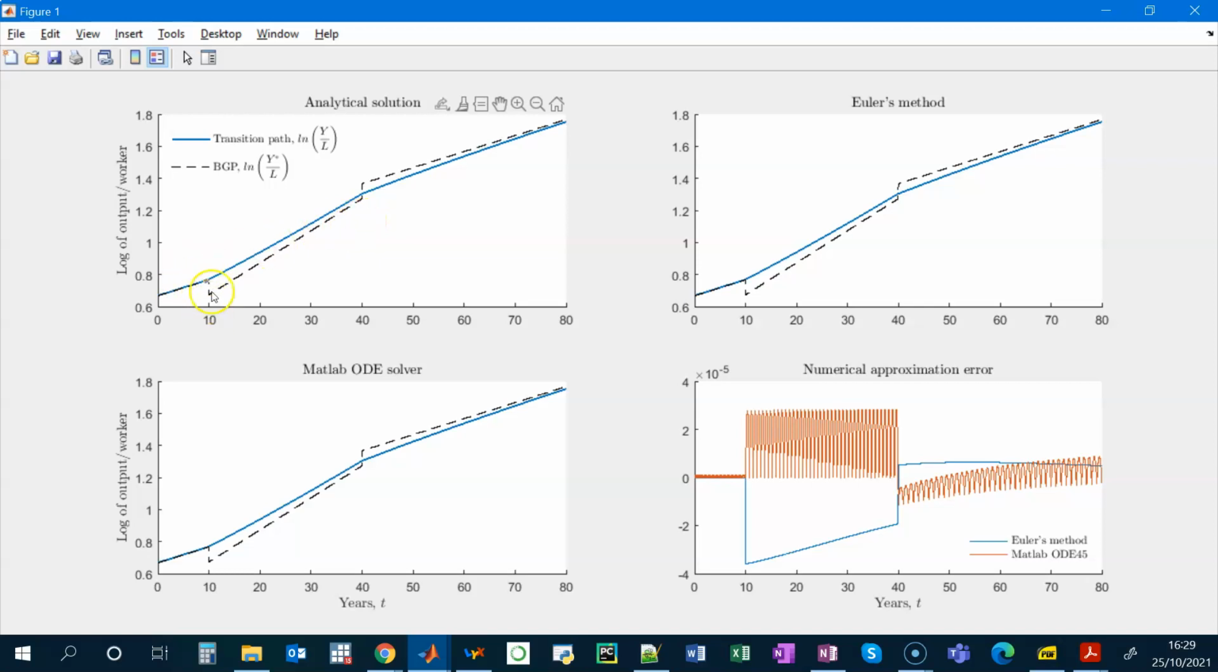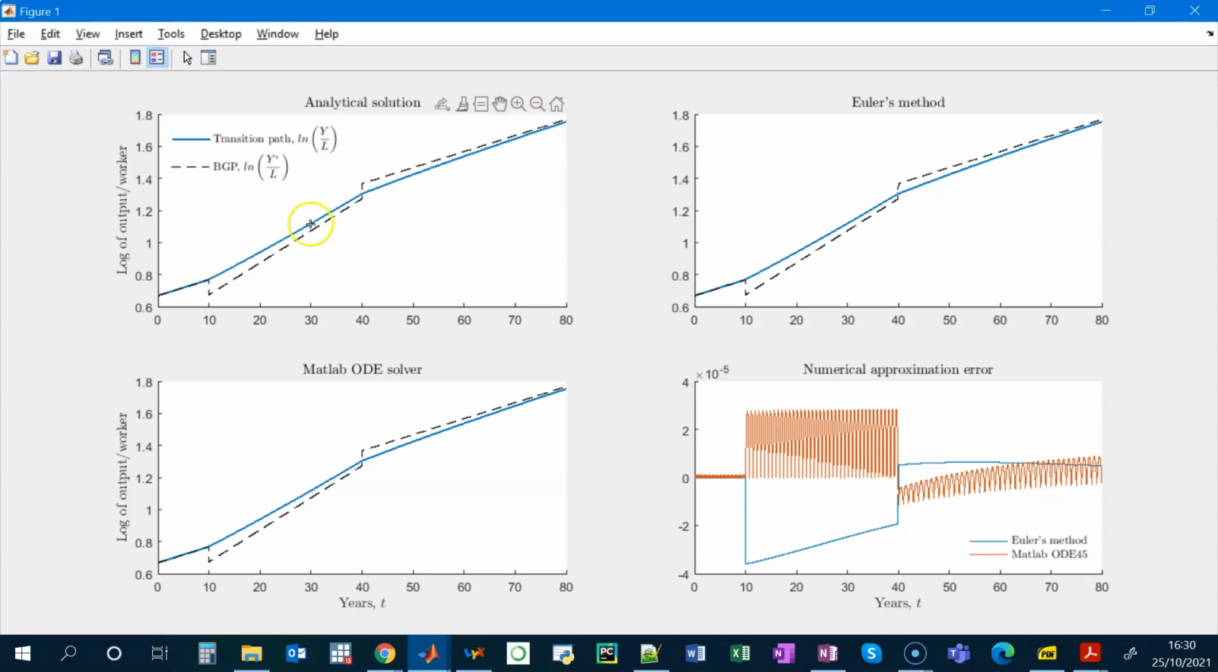So at t lower bar here, which is just when t equals 10, you can see because the long run growth rate of TFP increases from g to g prime, output per worker on the balanced growth path drops immediately, but it grows at a faster rate subsequently. And then at t upper bar, which is t equals 40, when g reverts back to its original level, the balanced growth path for output per worker jumps up again and then grows at the original slower rate.